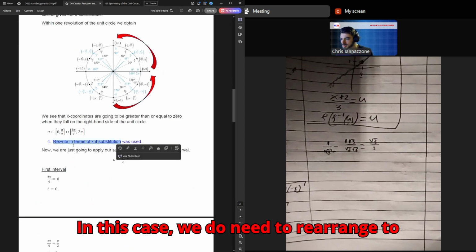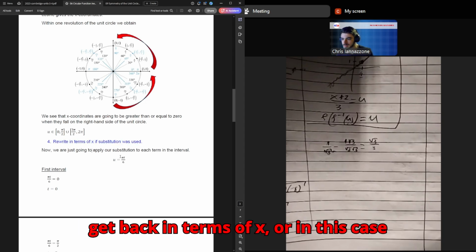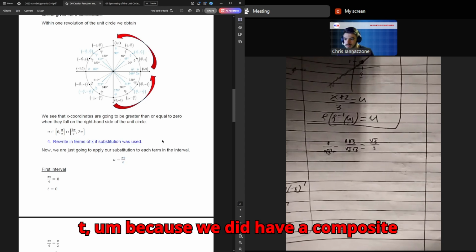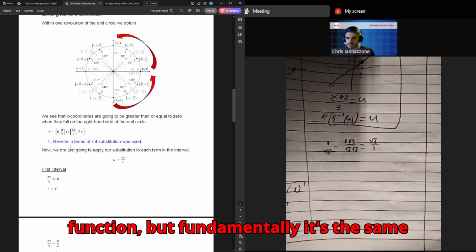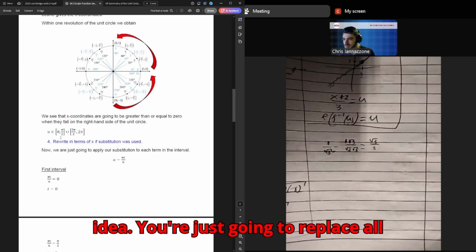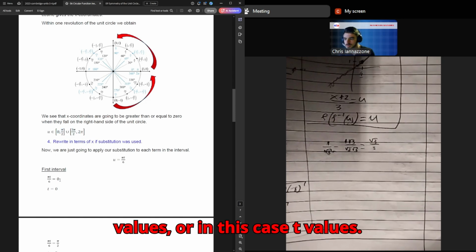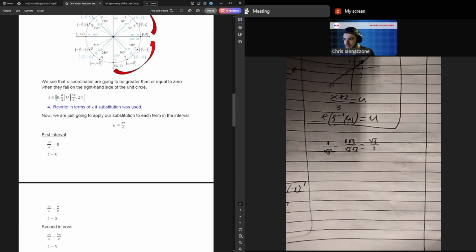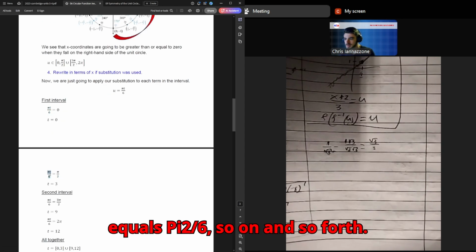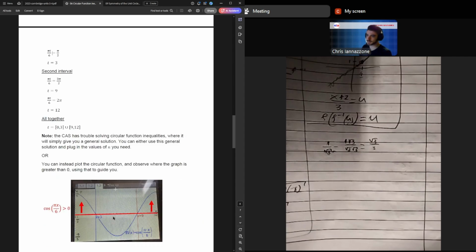In this case, we do need to rearrange to get back in terms of x, or in this case t, because we did have a composite function, but fundamentally it's the same idea. You're just going to replace all these u values with their equivalent x values, or in this case, t values. 0 equals pi t over 6, pi over 2 equals pi t over 6, so on and so forth.